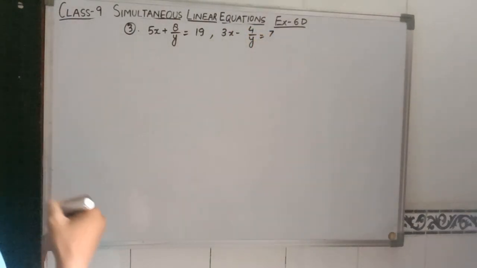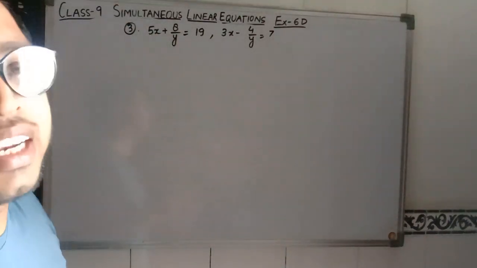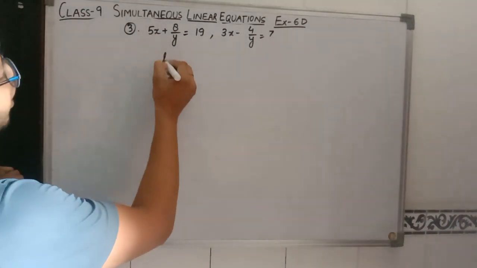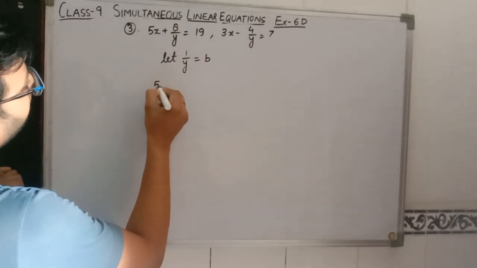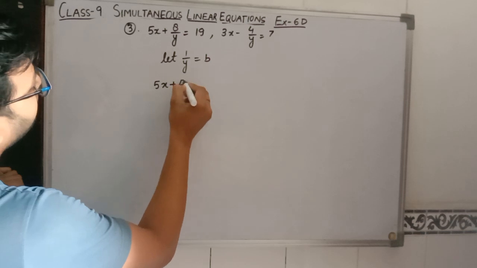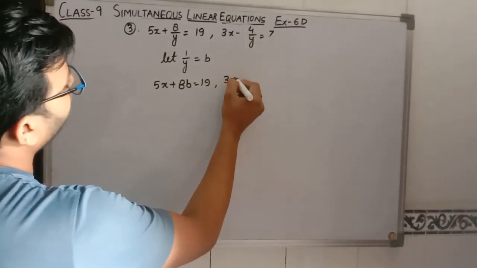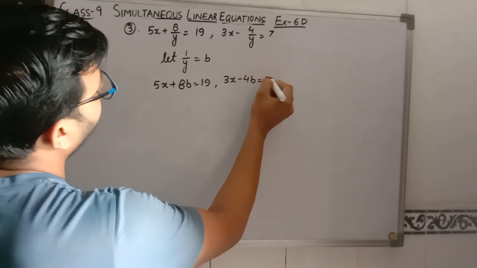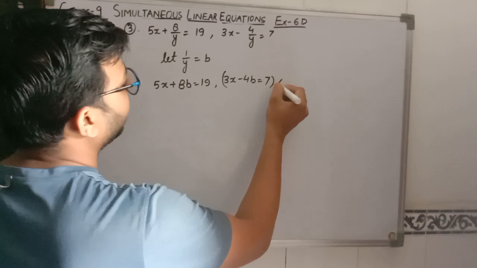Now as you can see in this question, the x is written in its general form, but the y is written in the denominator. So we need to let only 1 upon y. Let 1 upon y is equal to b. So the first equation becomes 5x plus 8b is equal to 19. The second equation will become 3x minus 4b is equal to 7. Here 8b, here 4b, so we can multiply this equation by 2.